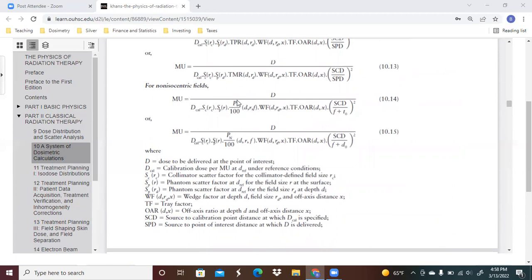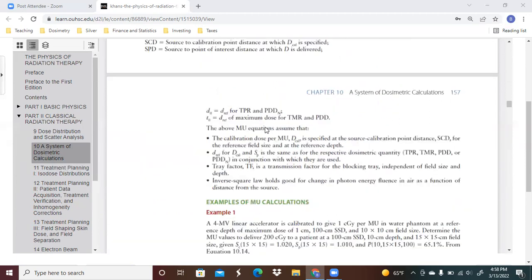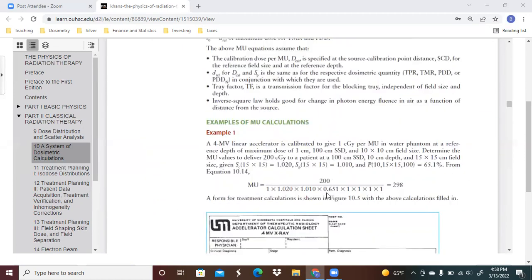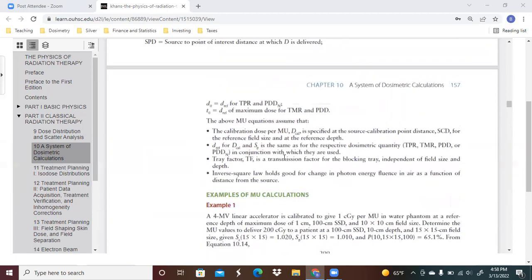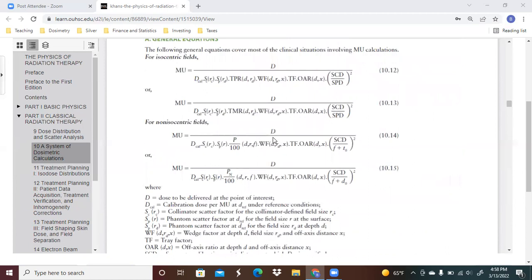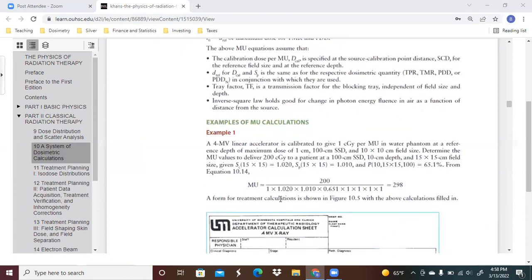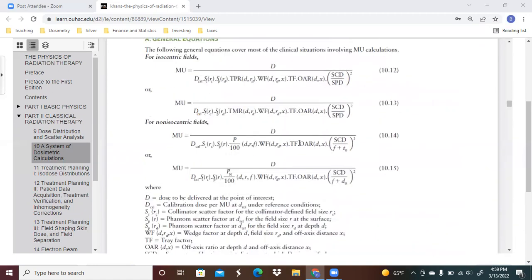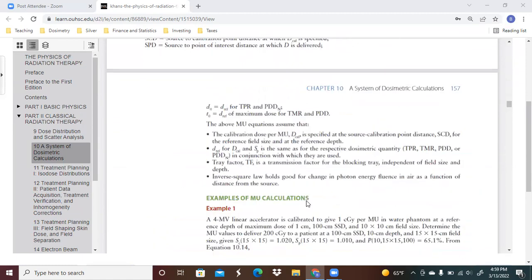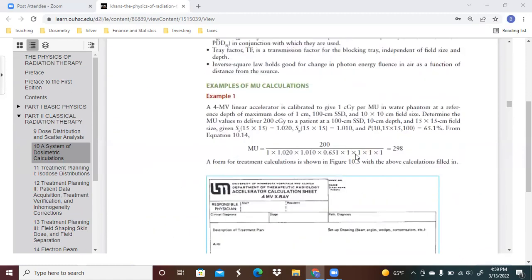Next, we go to the PDD, and this whole thing right here is going to be the factor. So that whole thing right there, PDD in this case is 65.1. We take that and divide it by 100, so we come up with 0.651. So that's where that comes from. Wedge factor. Do we have a wedge here that we're going to be using? And the answer is no. Since there is no wedge, we're going to go ahead and put in 1 for that. Next, we go to the tray factor. No tray factors, or no tray, so we're going to use the factor of 1.